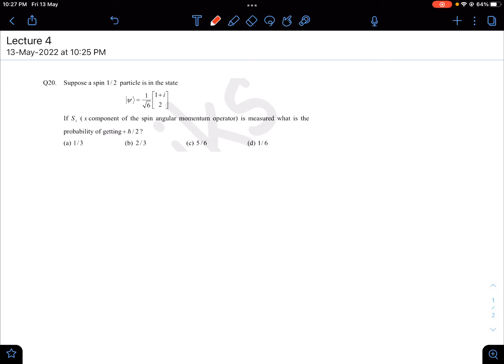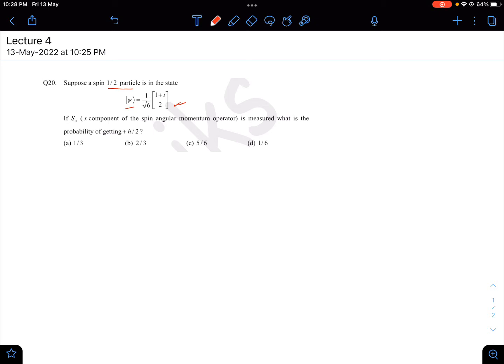It states that we have a spin half particle and it is in the state psi which is given. So this is the initial state of the spin half particle, and now if Sx, that means the x component of the spin angular momentum operator, is measured, then what is the probability of getting h cut by 2?